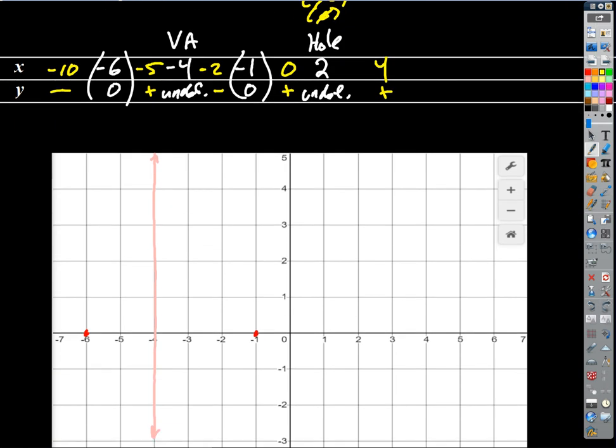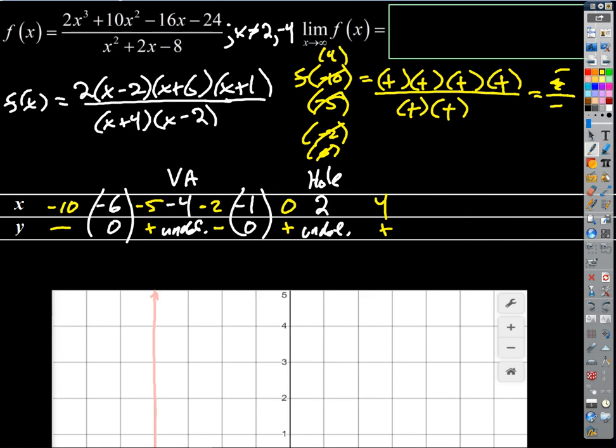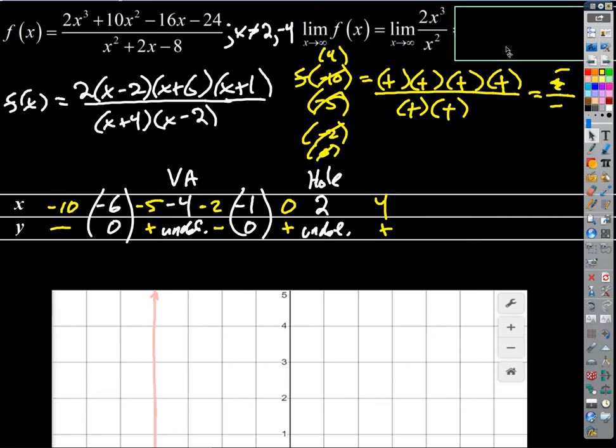Okay, get the idea? What's the one last thing we're missing? We're missing the end behavior. I saved the best for last. The end behavior for two of them is going to be the asymptote. If we take the limit as x approaches plus or minus infinity, we're checking them both. It's going to be the ratio of the leading terms, so I've got the 2x cubed over the x squared. What does that reduce to? 2x.